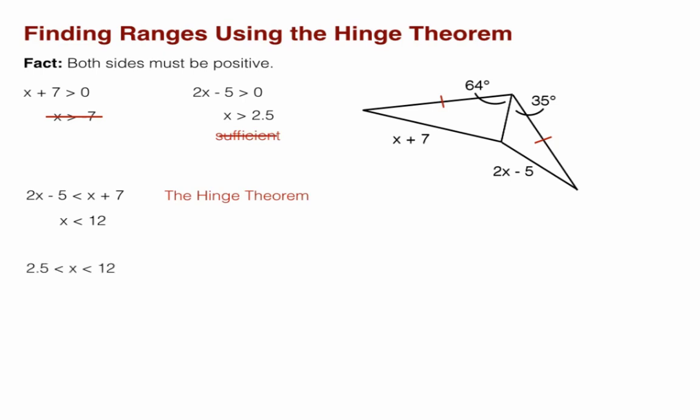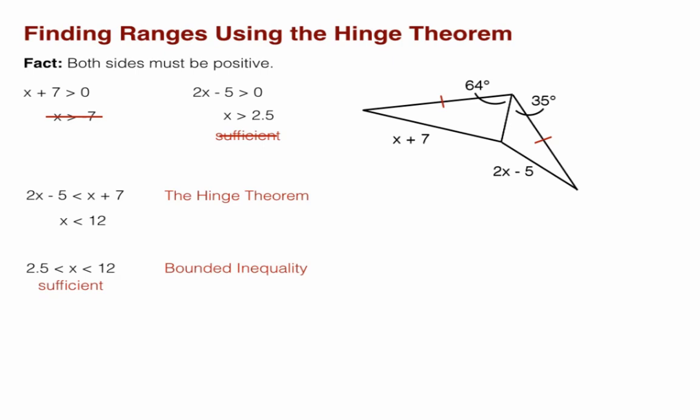What we now have is a bounded inequality, and this is the sufficient condition. As long as x is between 2.5 and 12, what we have here is a bounded inequality, and we know we have a true set of triangles. In other words, triangles that can be realistic.